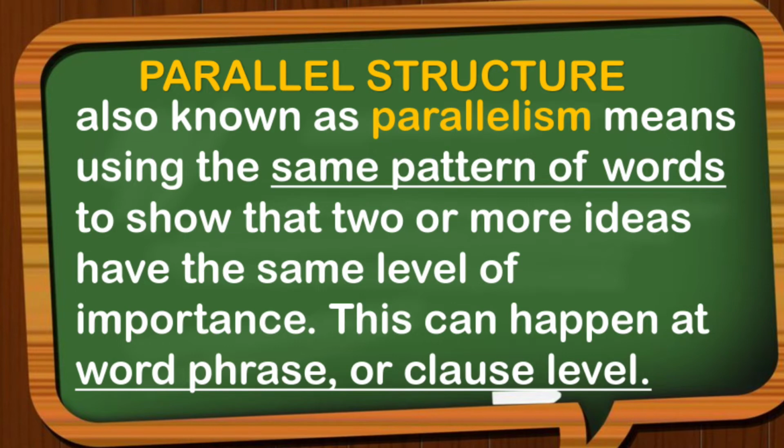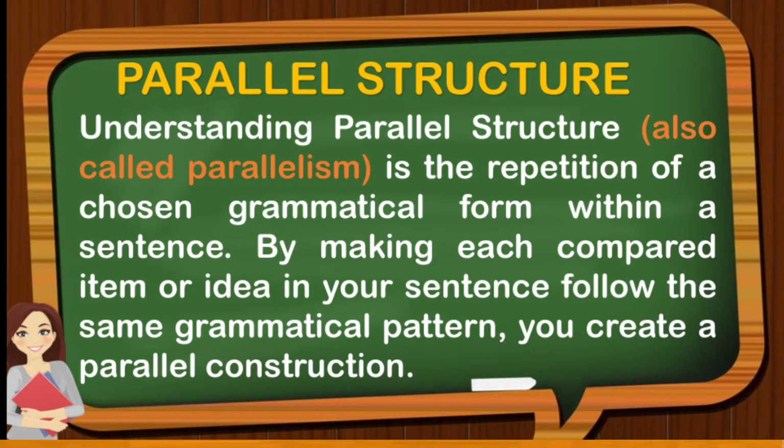Parallel structure, also known as parallelism, means using the same pattern of words to show that two or more ideas have the same level of importance. This can happen at the word, phrase, or clause level. Parallel structure, also called parallelism, is the repetition of a chosen grammatical form within a sentence. By making each compared item or idea in your sentence follow the same grammatical pattern, you create a parallel construction.